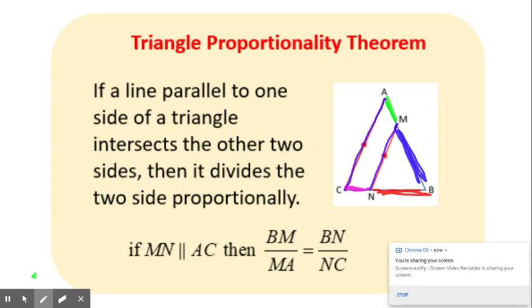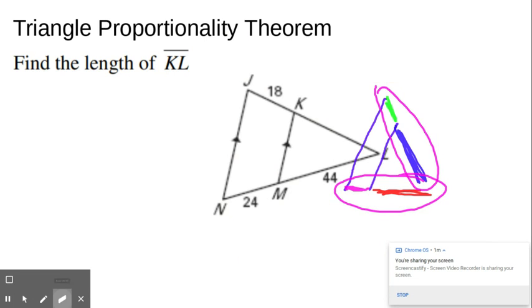So BM over MA is the same as BN over NC. And we can see that it matches up with, we focused on this side first over this side next. Okay, and you can flip-flop the order on those, it doesn't really matter. So let's take this and let's try to solve some problems here.